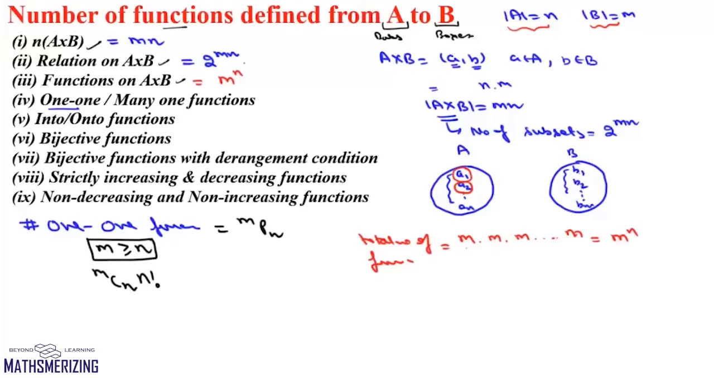Now what about the number of many-one functions? To find the number of many-one functions, all we simply need to do is take the total number of functions, that is m to the power n, and then from the total number of functions we'll exclude all the one-one functions. So the number of many-one functions will be m to the power n minus mPn.